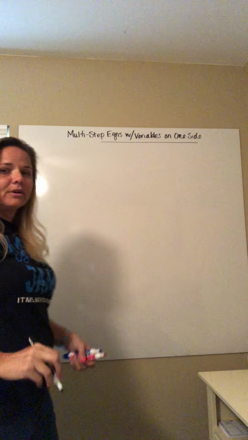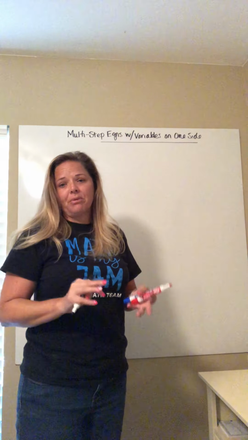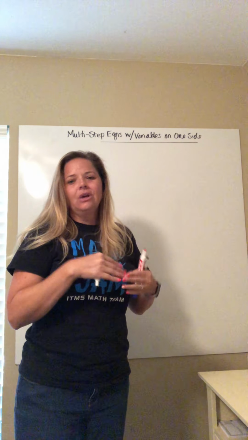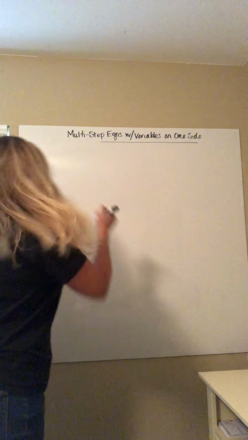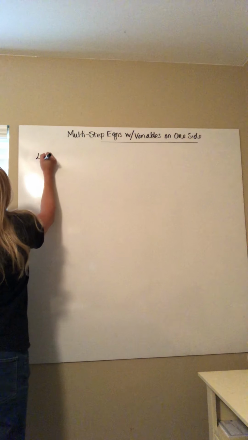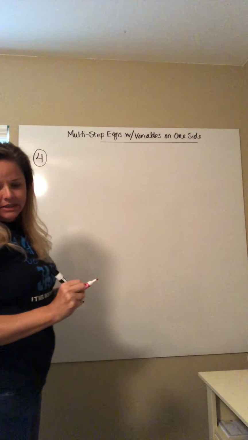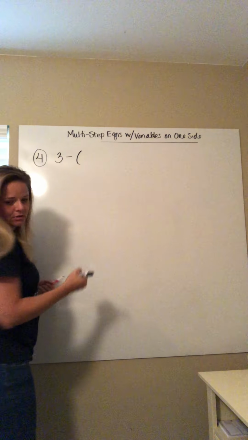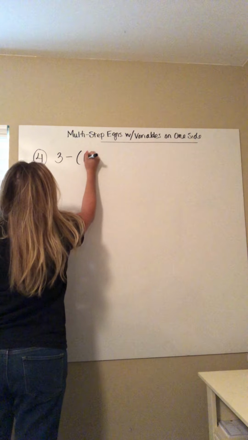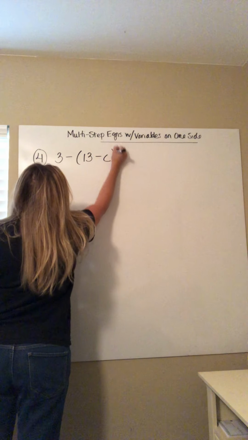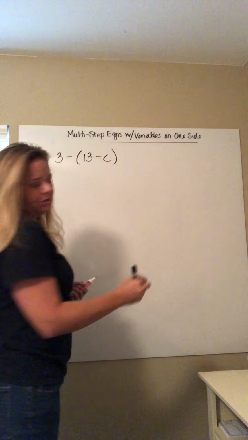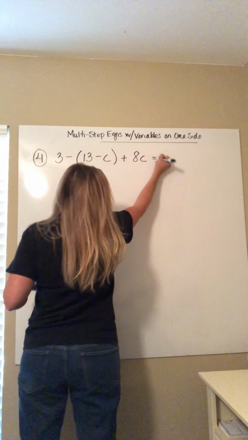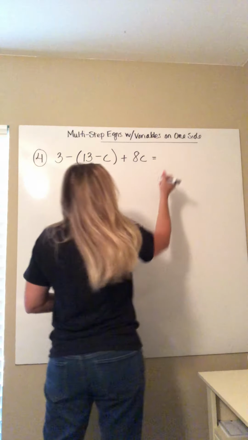All right, last problem we're gonna do. We're gonna throw in a little bit of a negative now with our distributive property, just to remind ourselves what it means if we see a negative without a number there. So number 4 is 3 minus 13 minus c plus 8c equals 35.